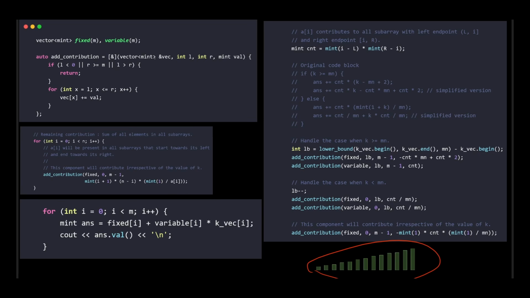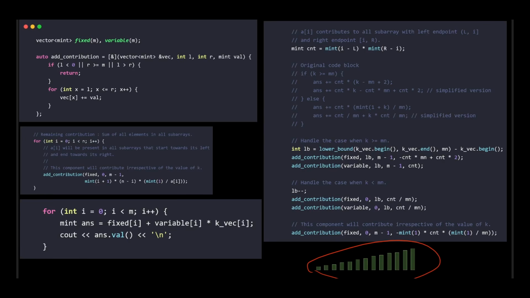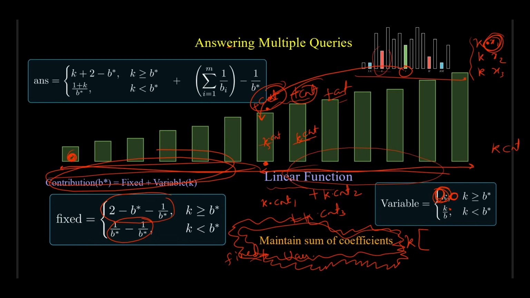So I have just created a function to add the contribution, because now we want to simply iterate over the k array and add this contribution instead of iterating over the original array again and again, right? So I added a function for iterating over L to R and adding a contribution, and then I created two contribution arrays called fixed and variable, right? First of all, we find out the count of how many subarrays in which the AI will act as the minima, basically the left barrier and the right barrier, the red bar on both ends.